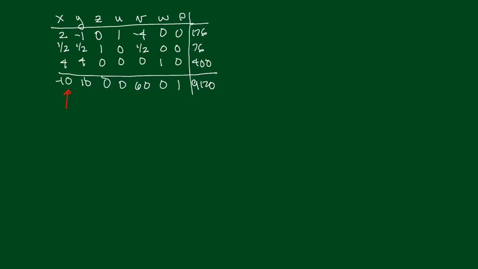So in this case, I'll write it here. It's going to be 176 divided by 2, that gives me 88. Then I'm going to take this 76, divide it by a 1/2. Now that's just like multiplying by 2, but I'll write it out. 76 divided by half is equal to 76 times 2, which is 152. And now, divide the 400 by the element in the pivot column, which is 4. So 400 divided by 4 is 100.